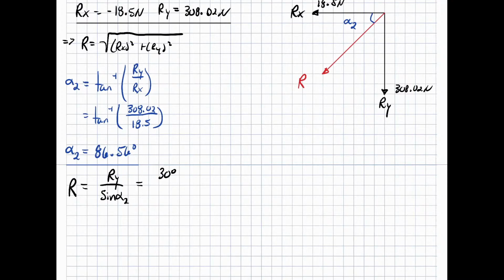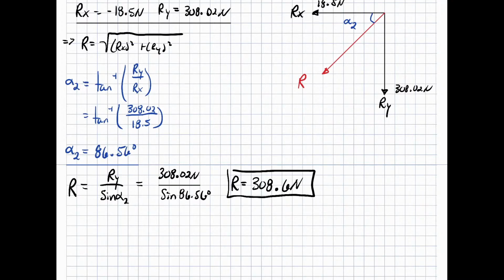So we have 308.02 newtons all over the sine of 86.56 degrees. We get a total resultant force of 308.6 newtons. So pretty close to the Ry value.